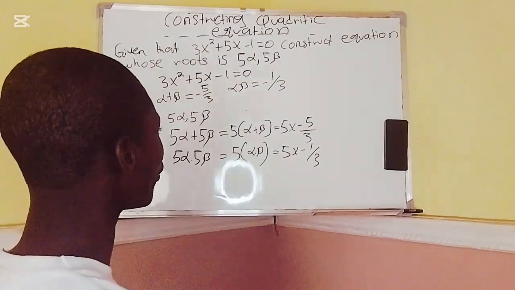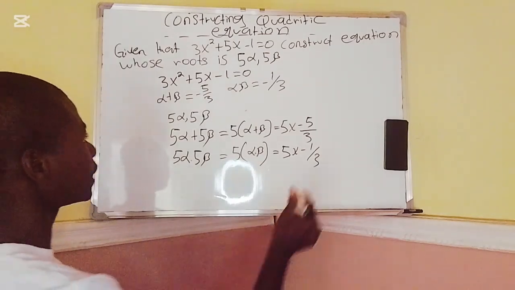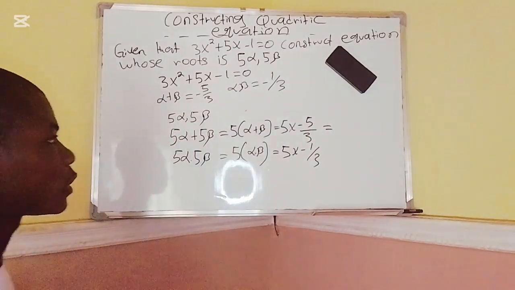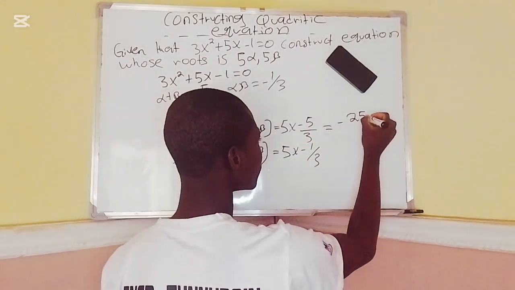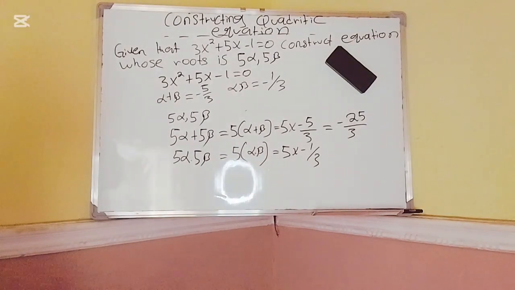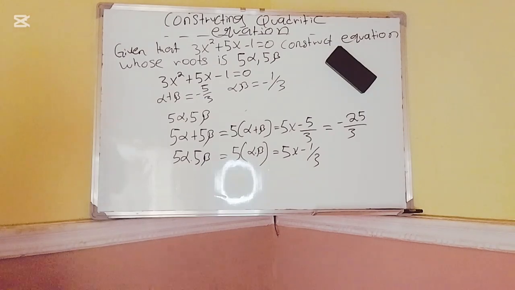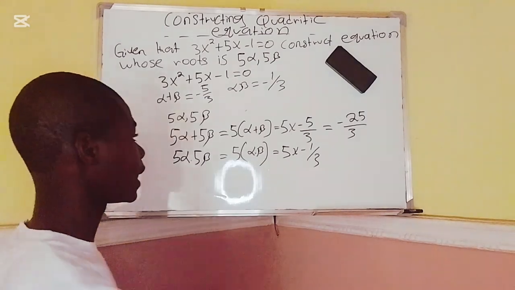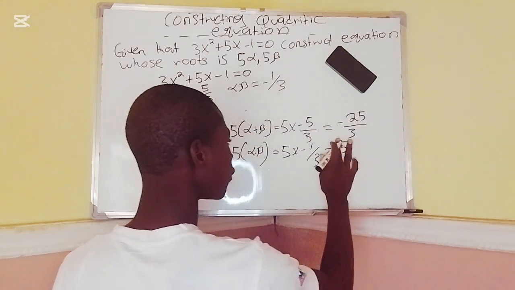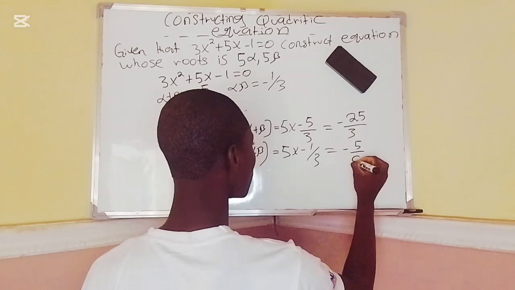So the next thing that I'm going to do is that I have to say that 5 multiplied by 5, it will give me what? Negative 25 over 3. Yes. So the next thing in here, what am I going to do? But don't forget that if I say that 5 multiplied by negative 1, I will end up with negative 5 over 3.